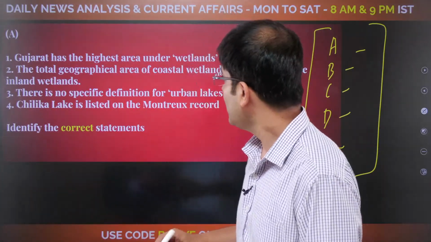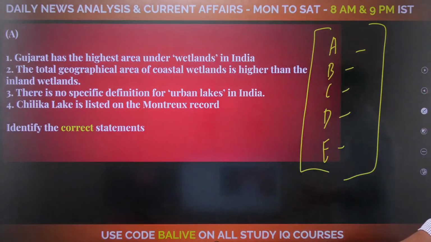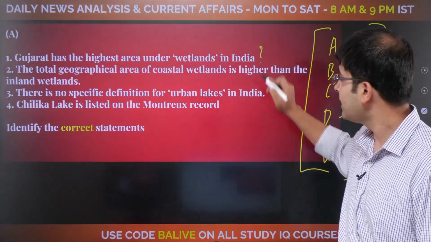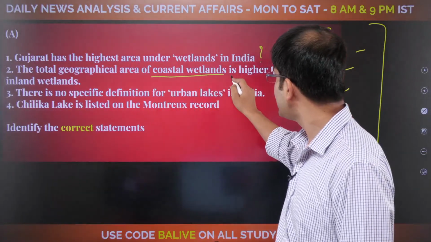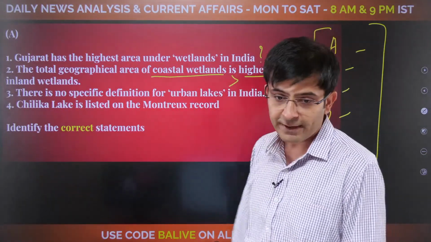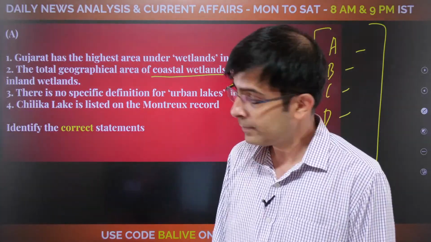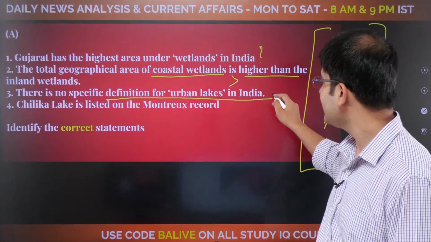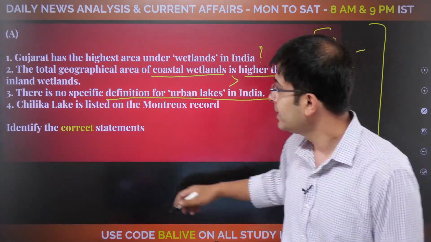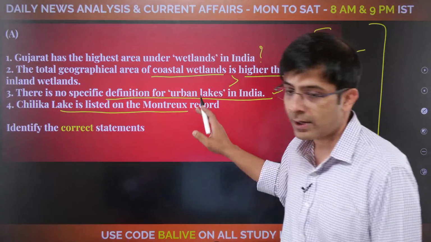Alright, so number 1, Gujarat has the highest area under wetlands in India. Is it correct or incorrect? We'll discuss this in tomorrow's class. The total geographical area of coastal wetlands is higher than that of the inland wetlands. Correct or incorrect? Alright. There is no specific definition for urban lakes in India. I think this is correct. We just discussed this. Chilka Lake is listed on the Montreux record.